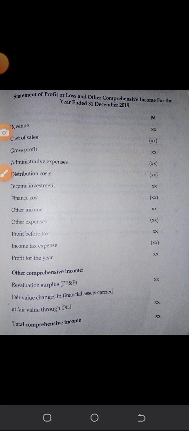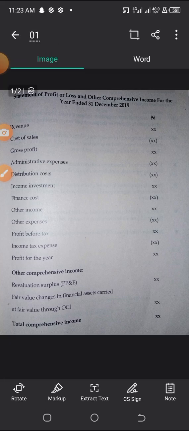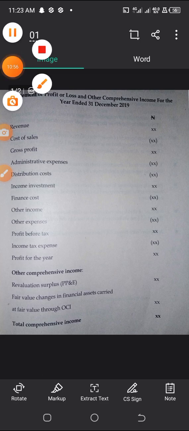Then another one, you have other comprehensive income. That's where you have revaluation surplus from PPE revaluation, and then you have fair value changes in financial assets at fair value through other comprehensive income. That one too is there. Most of the time, you may not see these financial asset revaluations, but what you see is revaluation surplus on PPE. Please take advantage of this and know it. That is that for that.